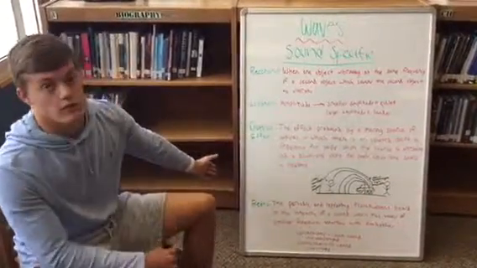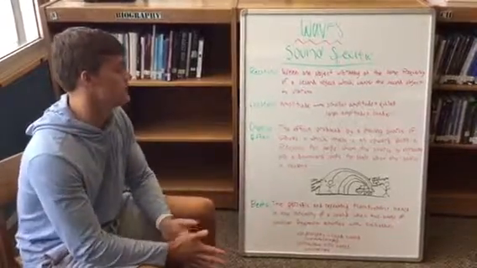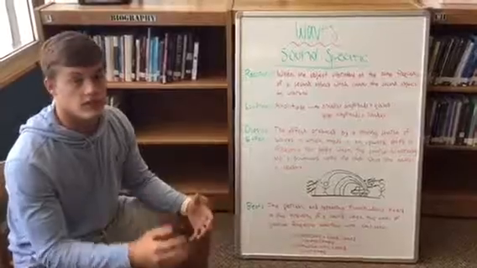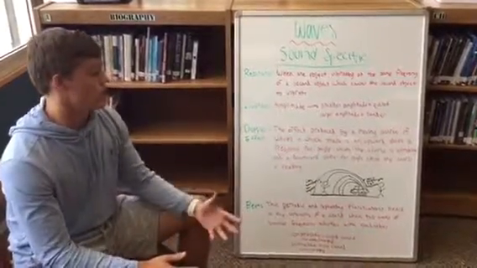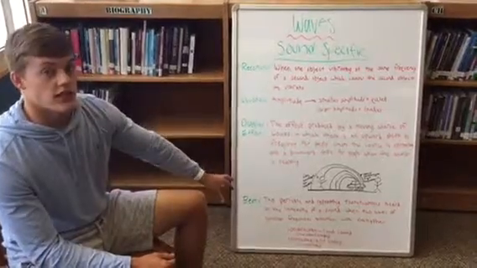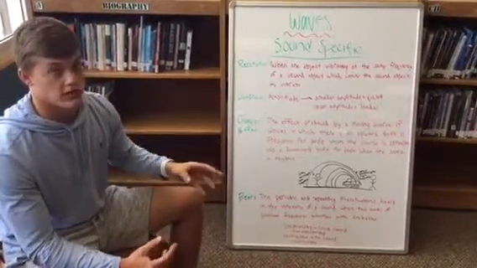Next, we have the Doppler effect. Now, the Doppler effect is produced by a moving source of waves in which there's an upward shift in frequency for the people whom the source is approaching. Now, there's a downward shift for the people whom the source is receding from.